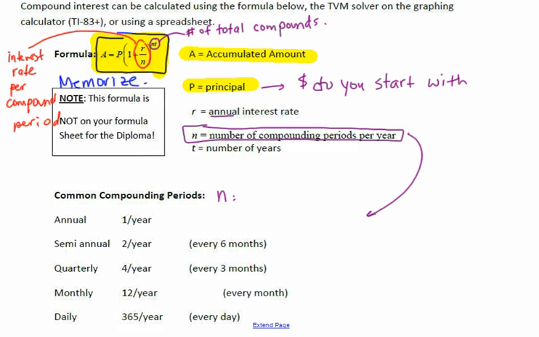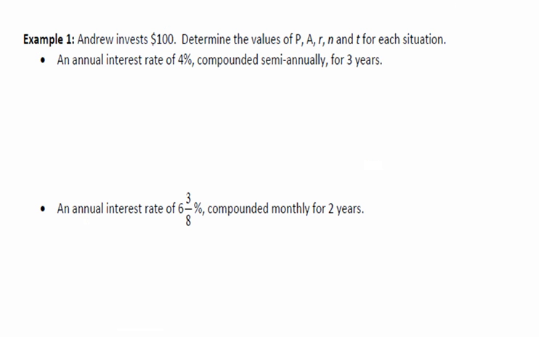So let's look at some examples. They're very repetitive once you get going. Andrew invests $100. Determine the value of P, A, R, N, and T for each situation. And we're actually going to calculate it as well. An annual interest rate of 4%. So we have A, P, R, N, and T. We're going to write in everything we know and calculate our unknowns.